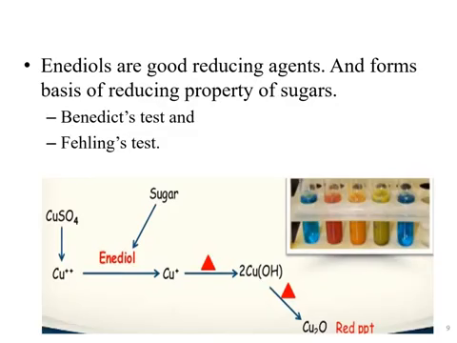So enediols are good reducing agents and form the basis of the reducing property of sugars. Two tests are employed for the qualitative detection of carbohydrates on the basis of enediol formation. The first one is Benedict's test and the second is Fehling's test. Both of these are qualitative tests for the detection of carbohydrates, in which red precipitates are formed, and ultimately it depicts the presence or absence of carbohydrates in the solution.